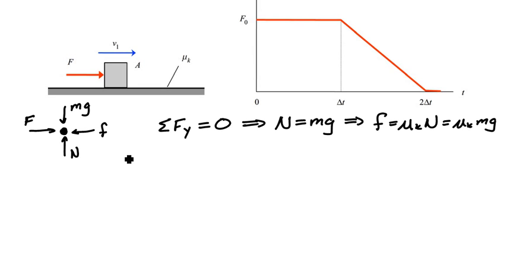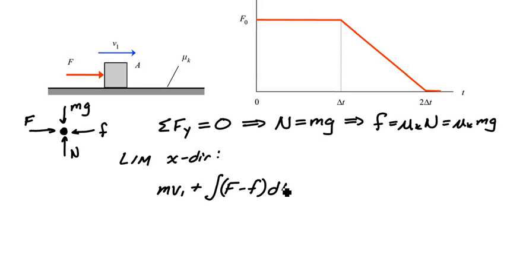Now that I have that in hand, I can go ahead and apply the linear impulse momentum equation in the x direction. And if I do that, what I'm going to get here is that m times v1 plus the integral of F minus f, that is the applied force minus the friction force, dt, is going to equal, in this case, the mass of the particle at state 2, which is the same, times the velocity in the x direction at state 2, which is simply v2.